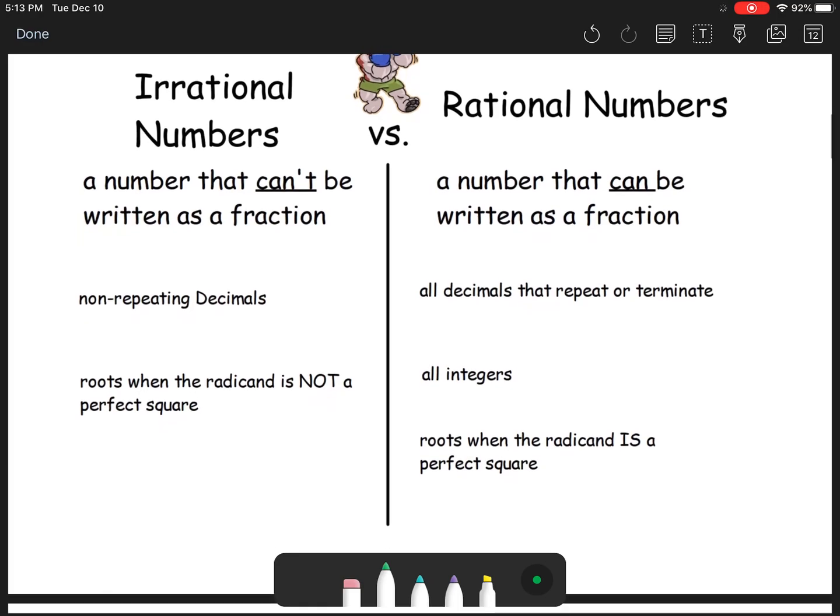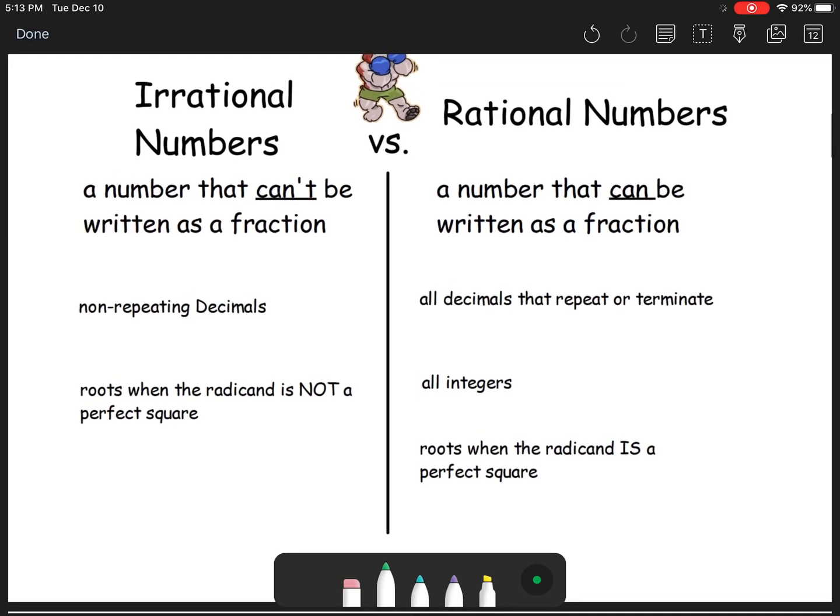So for our roots and radicals, we have two numbers we have to review. We have irrational numbers that can't be written as a fraction. So these are like non-repeating decimals like pi, or roots when the radicand is not a perfect square. So for example, we can't take the square root of 2 because it's not a perfect square. So if we were to take that, we would get an irrational number.